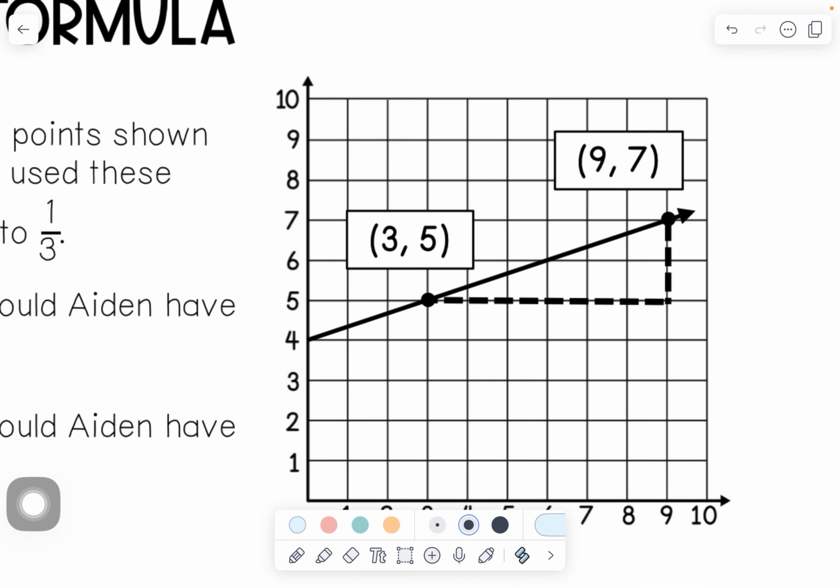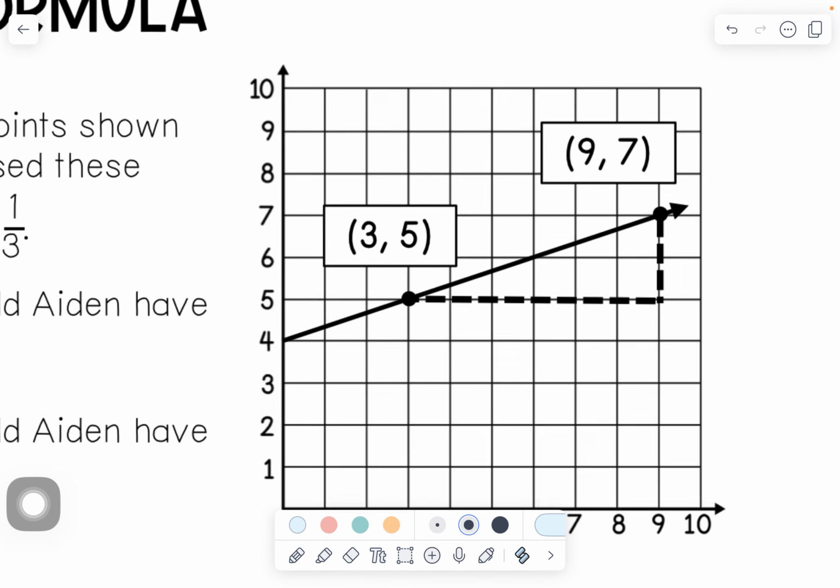All right, so here we are with Unit 4, Lesson 2, the slope formula. In the warm-up problem here, we're talking about a guy named Aiden who chose points shown to count the rise and the run to come up with a slope of 2 over 6, which simplified out to 1 over 3. Using the values in the ordered pair, how else could Aiden have found the rise to be 2?